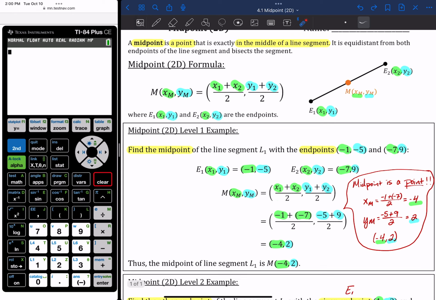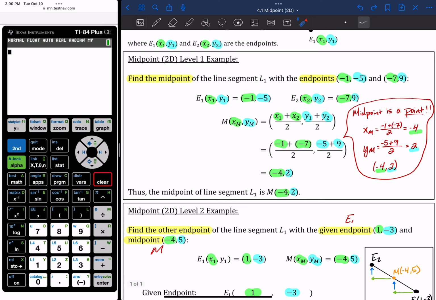So let's take a look at the formula in action with this example. We need to find the midpoint of the line segment L1 with the two endpoints. One endpoint is (-1, -5), and the other endpoint is (-7, 9). I like to label just to keep myself organized. So E1, I just made the (-1, -5). My second endpoint, E2, is just (-7, 9).